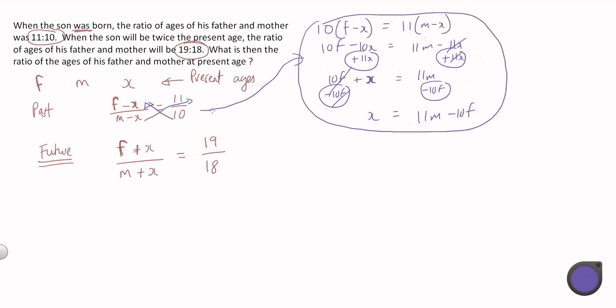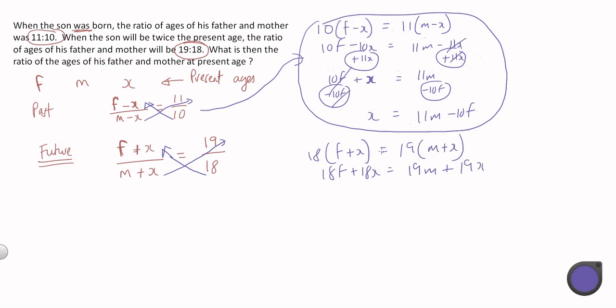I'm going to do the same sort of thing with the future algebraic expressions. Right, bring the 18 next to the f plus x and bring the m plus x next to the 19, crisscross. Right, that's just expanding all the brackets. Right, do the same sort of thing.